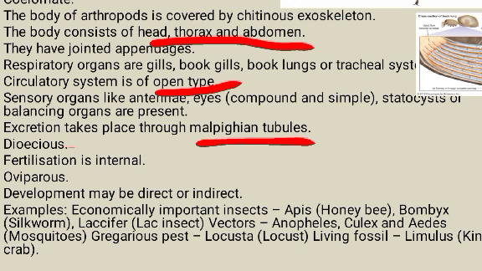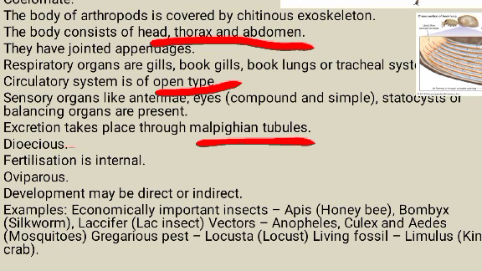Okay. Now when we see the examples, a lot of examples are there. Some economically important insects are there, like honeybee, Bombyx, the silkworm, or Laccifer, the lac insect. Lac means what? A gum-like, resin-like substance is produced which has various commercial uses. Then some can act as vectors like the Anopheles, Culex, Aedes mosquitoes, houseflies also, or gregarious pests, very fast eating pests, which are very dangerous to our farmers.